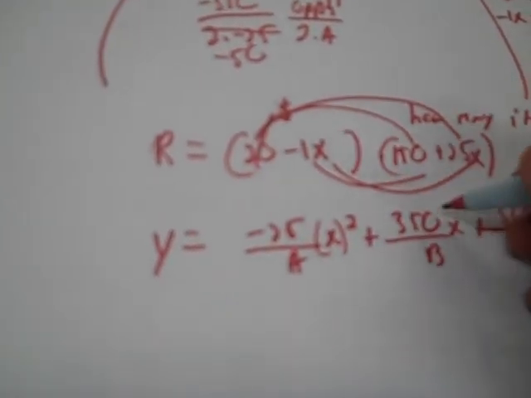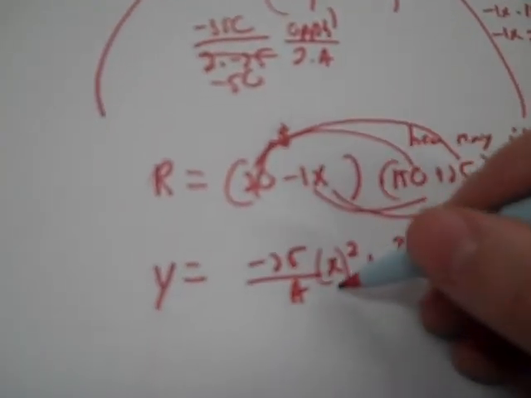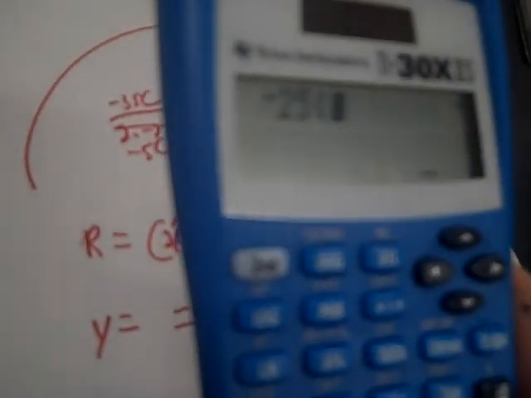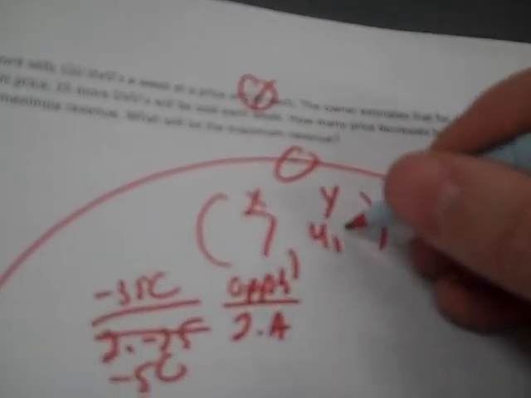Then I simply replace those x's with 7. And that gives me my maximum revenue. For $4,225. Okay, and that is your maximum revenue. That's what you want to put down there.